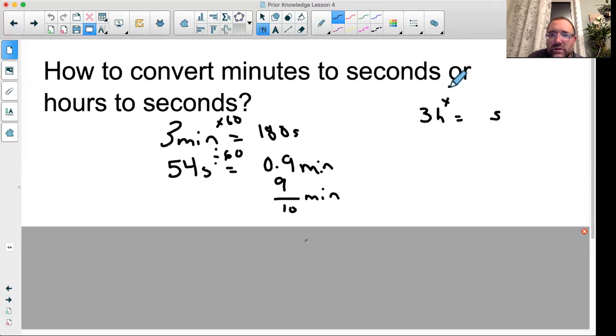So 3,600. So 36 times 3. Top of my head, I do not know that, which gives us 108. Now, don't forget to add the 2 zeros in: 10,800 seconds. So that's one of the things that we'll have to go back and forth.